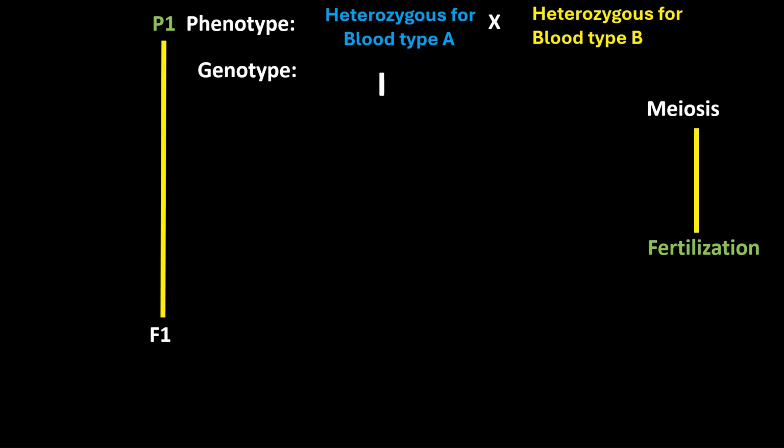Heterozygous for blood type A, that means the person is going to look like this and like that, because the person is heterozygous: one dominant allele, one recessive. The other one too is heterozygous. It will look like this and like that. Just putting the genotype will give you a mark.